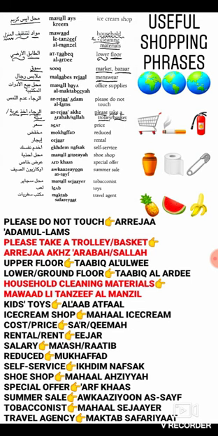Household cleaning materials. Kids toys again. ألعاب أطفال. لعب أطفال would be toy. Kids toy. ألعاب is plural. Kids toys. ألعاب أطفال. Ice cream shop. محل ice cream. Cost or price means سعر or قيمة. Rental or rent means إيجار. Salary is معاش or راتب or wage, whatever. Wage or salary is called معاش in Arabic, or راتب.